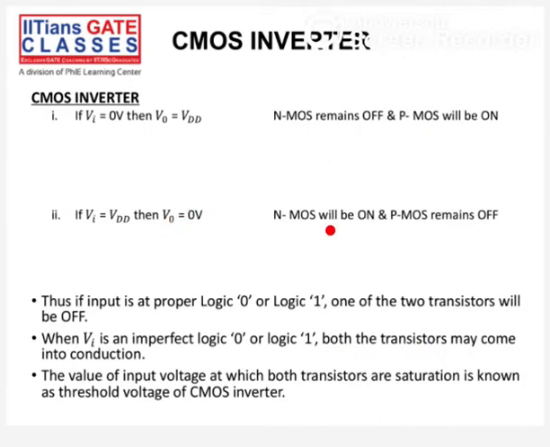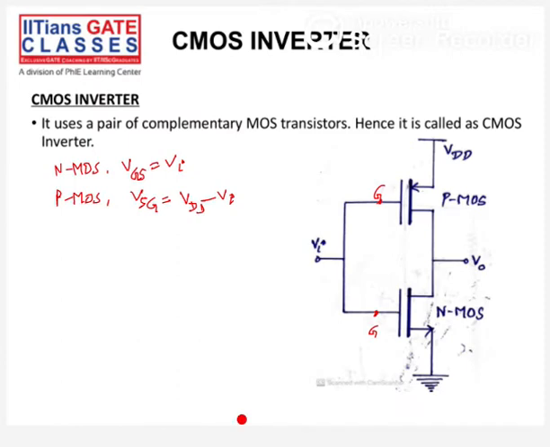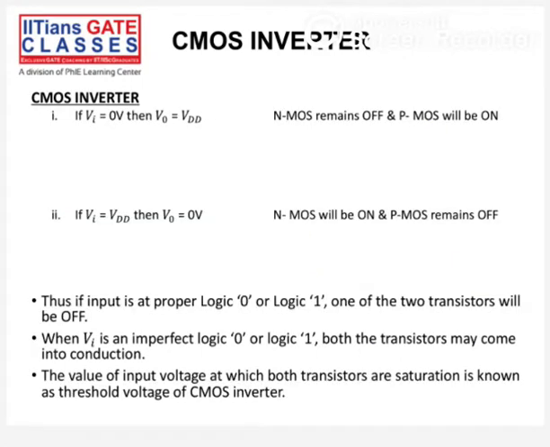And NMOS will be in on condition, and PMOS will remain off, because here if I add VDD, then VSG will be 0. If VSG is 0, then this PMOS will not get switched on. So it will be acting as an open circuit.